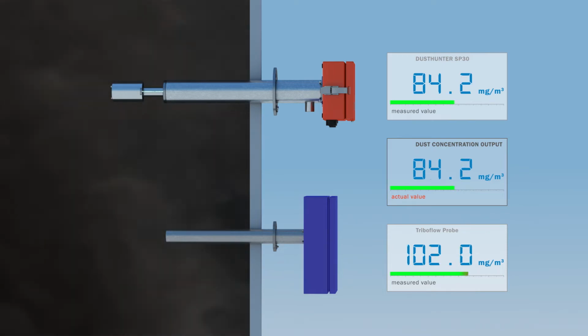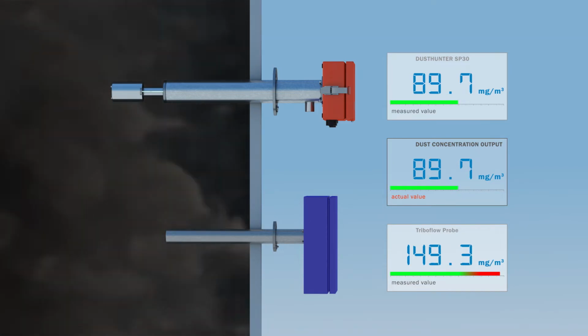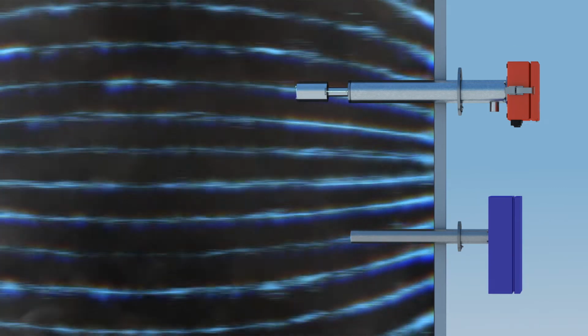The triboelectric principle shows significant dependence of the measurement signal on the current speed in the exhaust duct. The value measured by the triboflow probe thus depends not only on the dust concentration, presented in the image as the actual value, but also on the speed. This means that incorrect measurements are possible. Scattered light measurement by the DUSTHUNTER SP30, on the other hand, is not influenced by the current speed and supplies constantly correct measuring values.